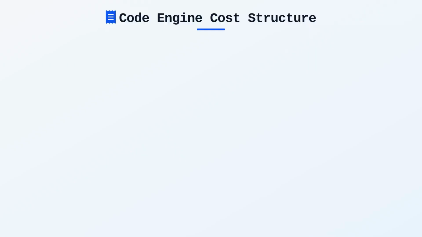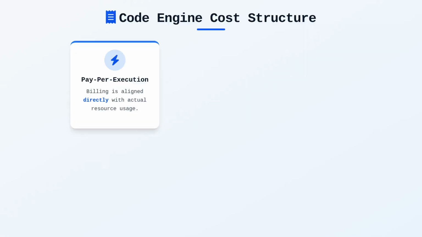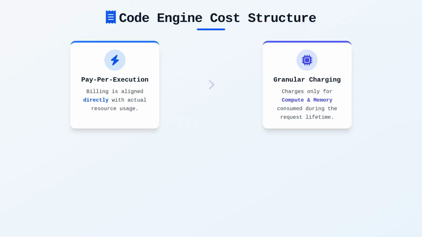The cost structure of Code Engine is fundamentally tied to the pay-per-execution model, which aligns billing directly with your actual resource usage. Unlike a dedicated server where you pay for capacity regardless of whether it is being utilized, Code Engine charges strictly for the compute and memory consumed during the lifetime of an execution request. This is particularly advantageous for burstable or intermittent workloads, such as data processing jobs that only run for a few minutes once or twice a day. If your code is not running, you are not incurring cost for computing power, effectively eliminating waste.